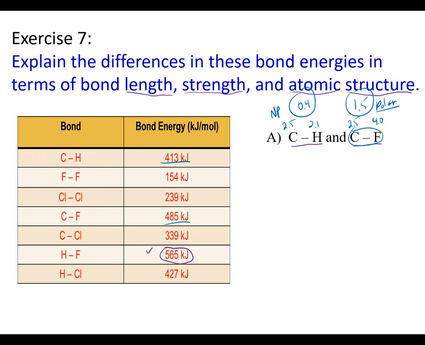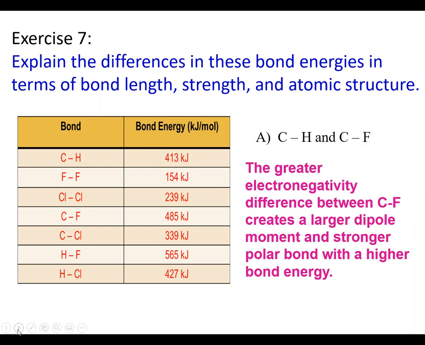When you have a higher electronegativity difference, you have a larger dipole moment. You have a larger dipole moment, you have a stronger force of attraction. Larger, polar bond. That's how I would look at these two and compare them. So the greater electronegativity difference between C to F here creates a larger dipole moment and a stronger polar bond with the higher bond energy.